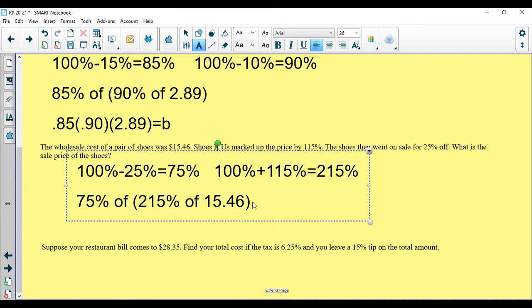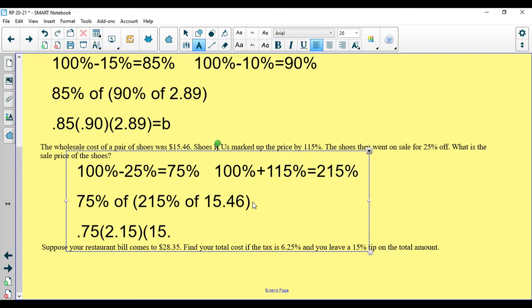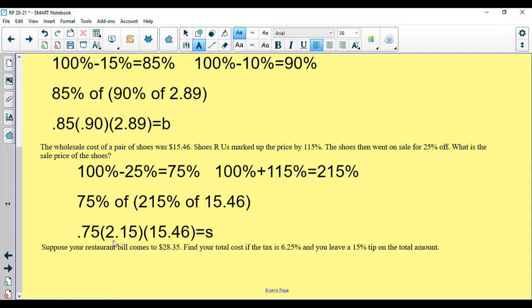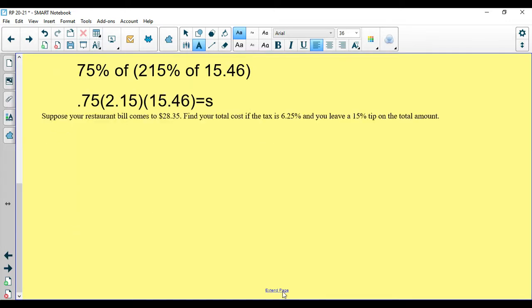So to write this in my percent equation, I would have 0.75 times 2.15 times $15.46. And that would equal the cost of the shoes. You would then just solve that out by multiplying, right? Just multiply those three numbers and you would have your solution. For this last example, I want you to pause the video and try to solve it yourself and try to write the equation yourself. And then you can resume the video to check your work.